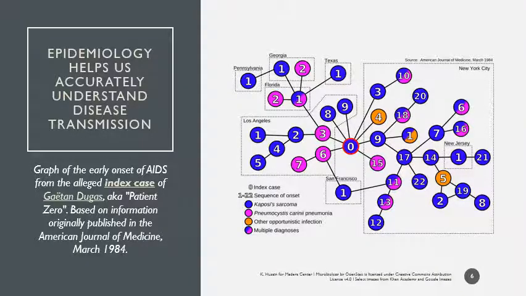When we're thinking about epidemiology, our understanding of the world is only as good as our models and, more importantly, the data that we put into it. Epidemiology helps us get a more accurate understanding of disease transmission and the way in which different people, different organisms, different pathogens interact.